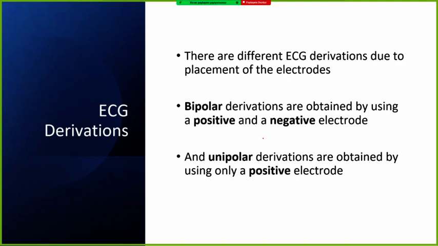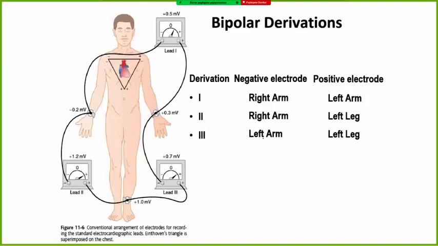There are different ECG derivations due to the placement of the electrodes. There are two main derivations, bipolar and unipolar. Bipolar means two poles, so we use a positive and a negative electrode. And unipolar means one pole, so we record only using the positive electrode.